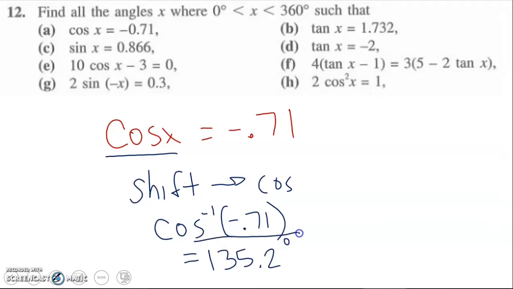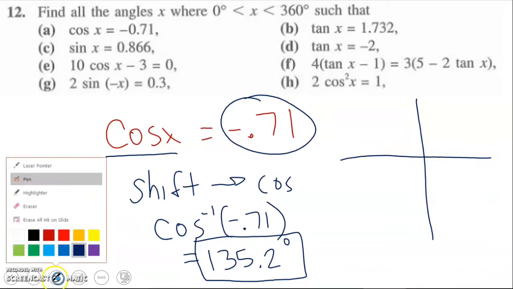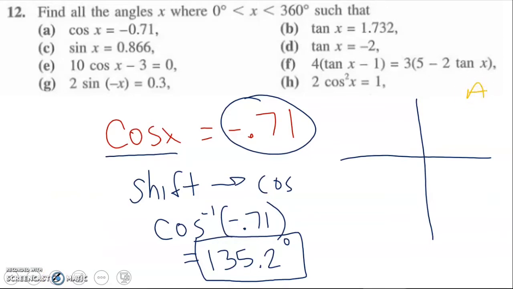That's only one of your answers. You need to remind yourself, well, where's cosine negative? It's negative in two places. It's not here. It's going to be negative here, and it's also going to be negative here. That function is going to be in Q2, and it's also going to be in Q3. So I know I'm going to have one in Q2 and one in Q3.